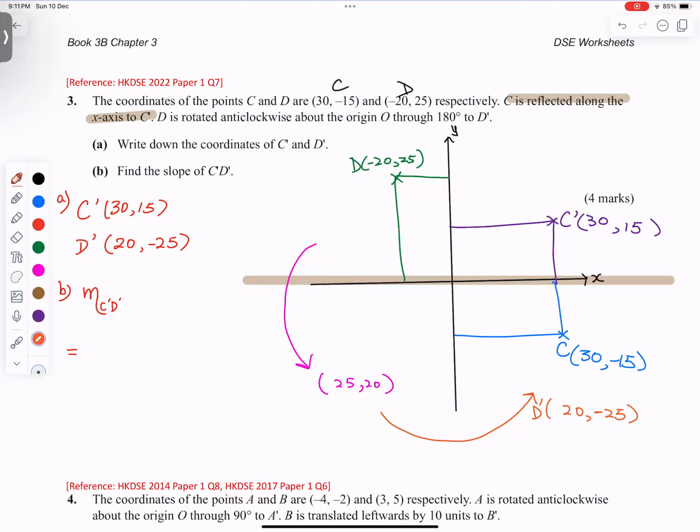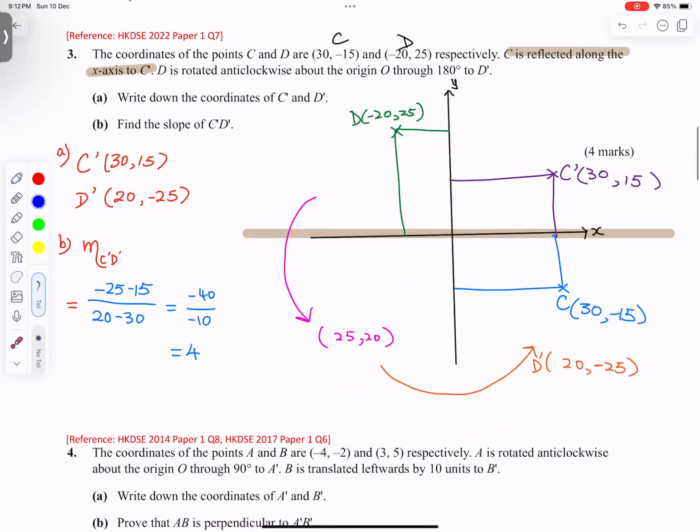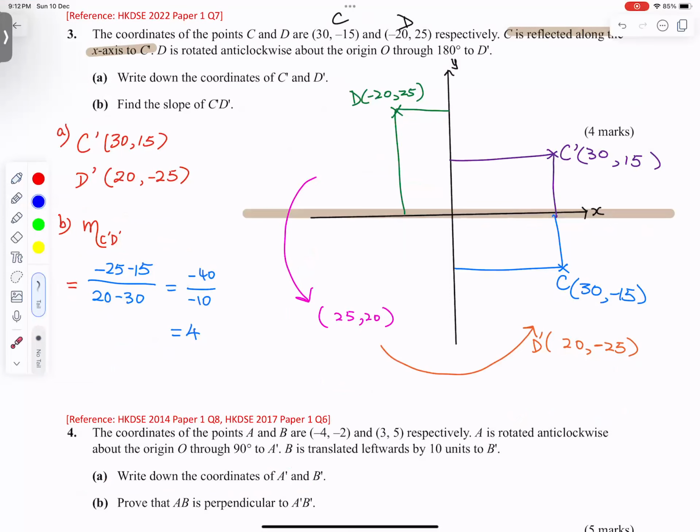-4. Yeah. And -4 or +4? Oh, I got -4. I think I did wrong. So -25 minus 15. And then 20 minus 30. Yeah, now it's correct. Oh, next one as well.